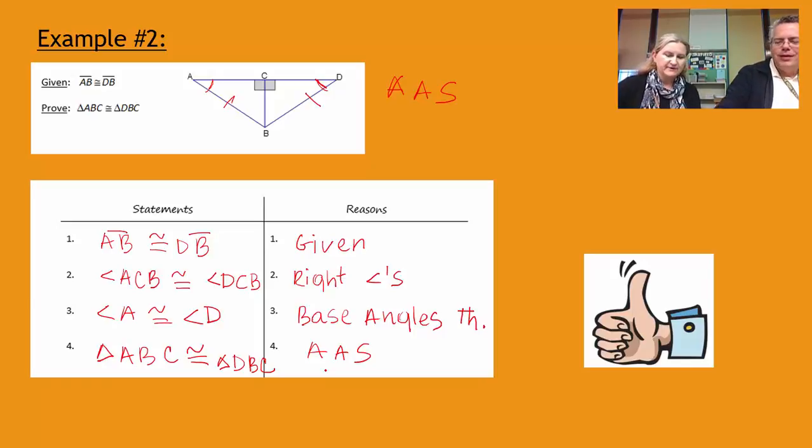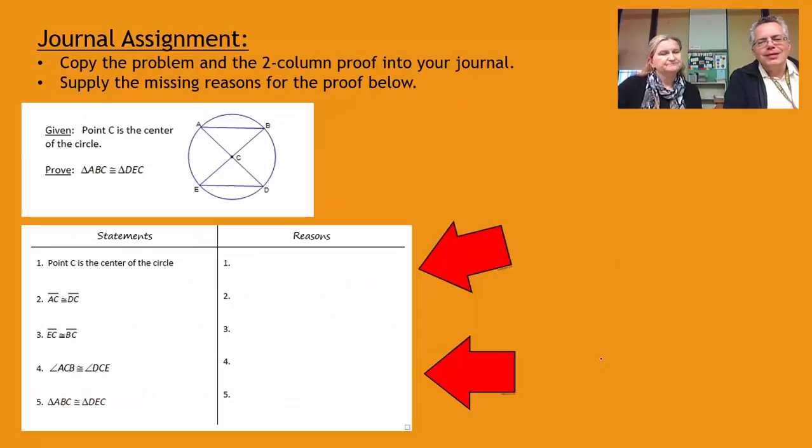All right. So I think you're ready for your journal. This was pretty quick this time. I want you to copy the problem, so copy the given and the proof and the diagram, and then supply the missing reasons. We gave the statements, so you have to explain why each statement is true. So a little bit easier.